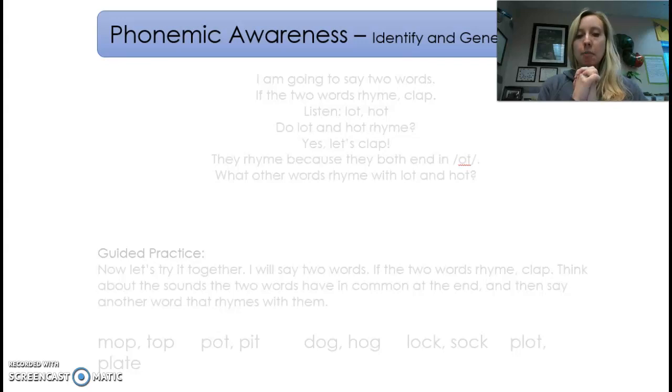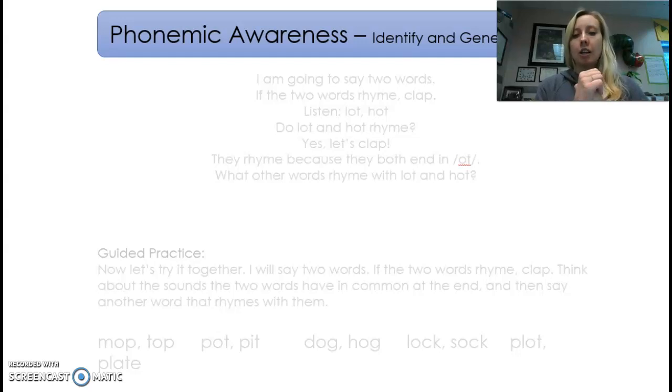Mop, top. Mop, top. Those have op at the end. They rhyme. Pot, pit. Pot, pit. Those don't end the same. In the middle, they're not the same. The a and the i are not the same.